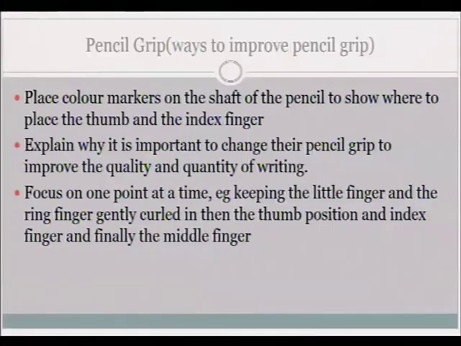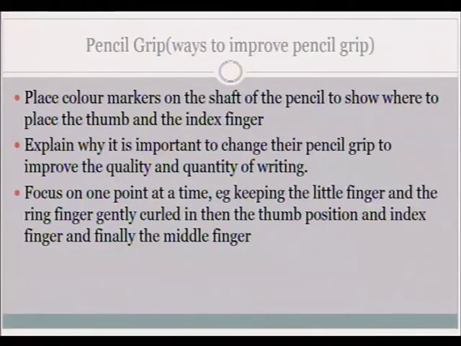Now, how can you help your child have a better pencil grip? Place color markers on the shaft of the pencil to show where to place the thumb and the index finger. You have a different color, you say this is where your thumb must go. A different color, this is where your index finger should go. Explain why it's important to change their pencil grip to improve the quality and quantity of writing. Right? Quality and quantity, that they can be flexible enough to write more words in a given time, and that their handwriting is beautiful.